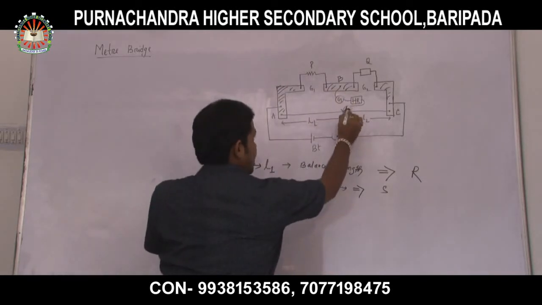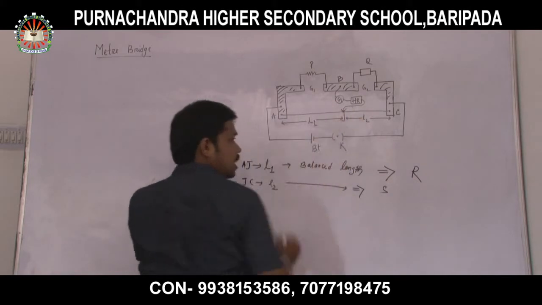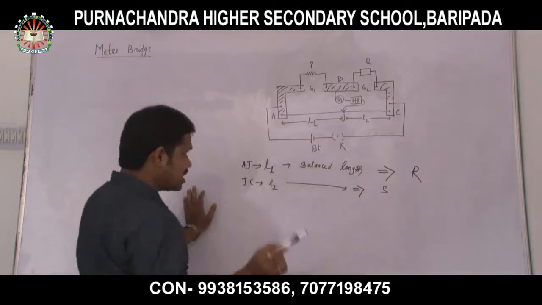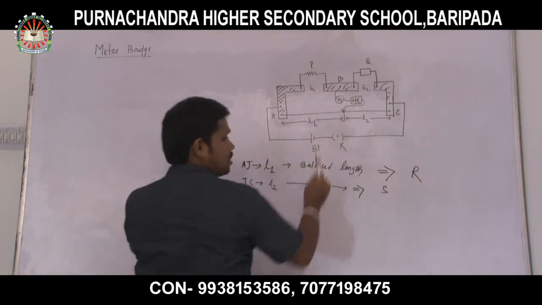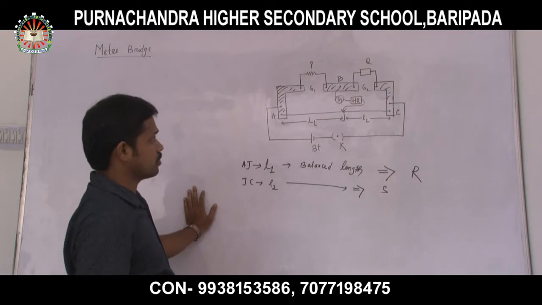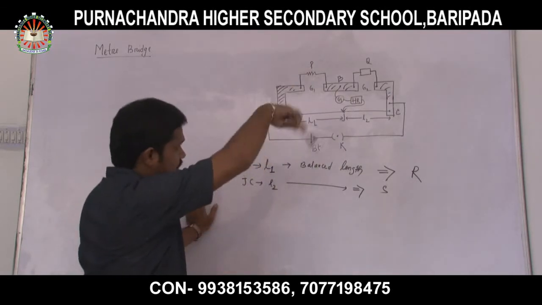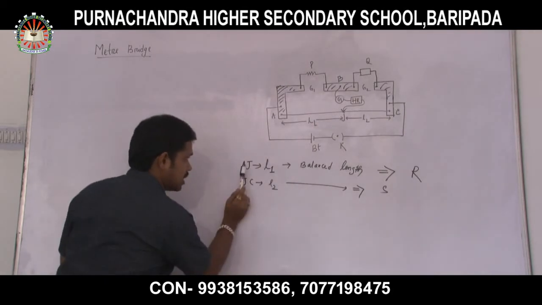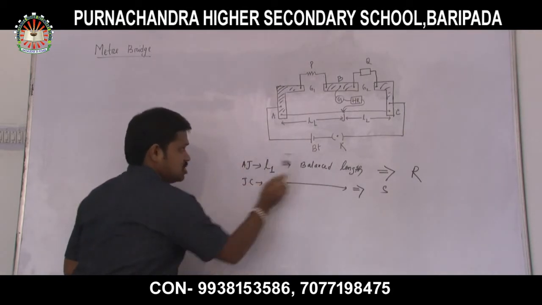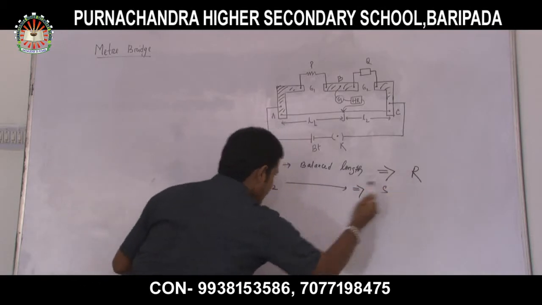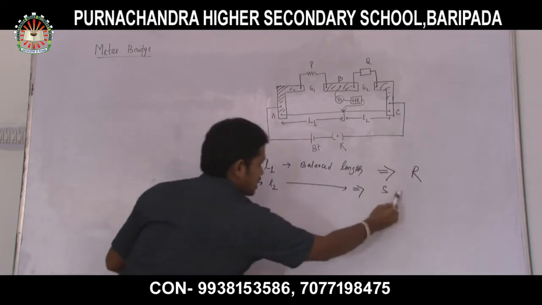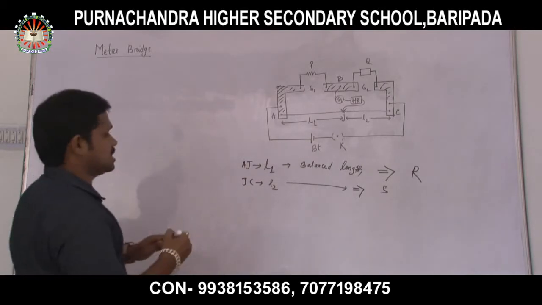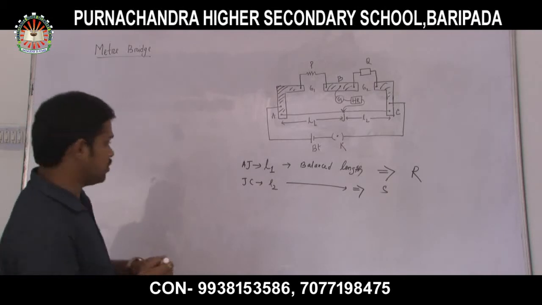So what we will do? We will adjust the moving switch, or the jockey, at such a place on the wire AC such that the current in the galvanometer becomes zero, so that the bridge will be balanced. In that condition I will replace the resistance R with AJ and replace JC as resistance S. Very simple. Now let us apply the balance condition of the Wheatstone bridge.